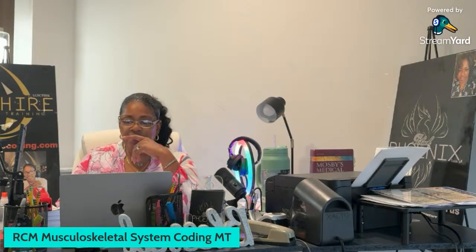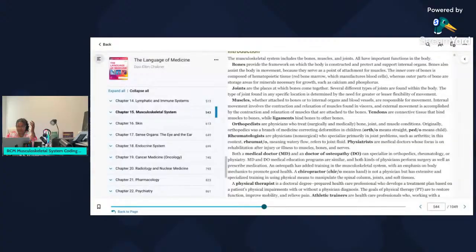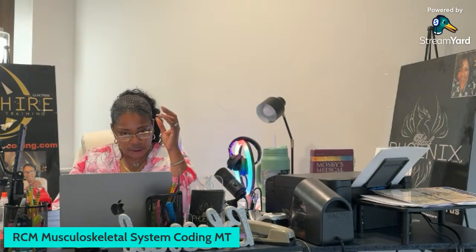Tendons are connective tissue that bind muscles to the bones, while ligaments bind bones to other bones. That's wicked. Make sure y'all get that down. I'm on page 544. Did y'all hear that phrase I just said? Let me say it again: tendons are connective tissue that bind muscles to bone, while ligaments bind bones to other bones. You got that?